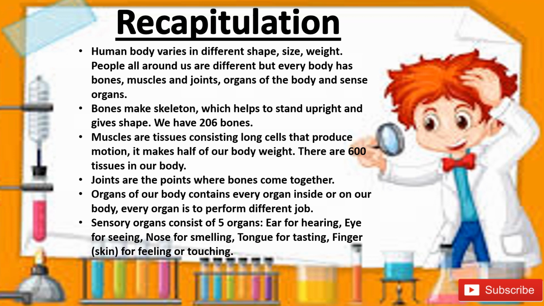Joints are those points where bones come together. Organs of our body include every organ inside or on our body. Every organ performs a different job. After that, we learned that sensory organs consist of 5 organs: ear for hearing, eye for seeing, nose for smelling, tongue for tasting, and fingers or our skin for feeling and touching.